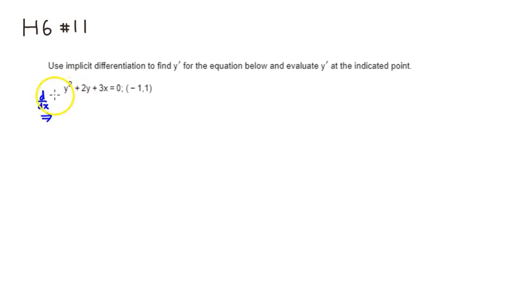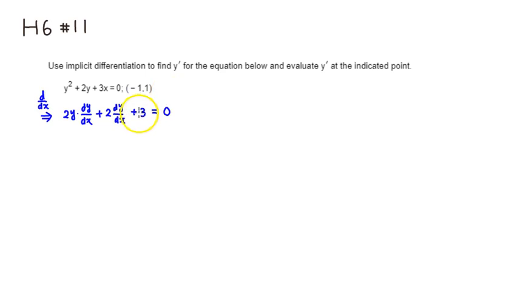The derivative of y squared would be 2y, but since we're taking a derivative with respect to a different letter, we have to multiply by dy over dx. If you want to use y prime, it's the same thing. Plus, the derivative of 2y with respect to x would be 2 dy over dx. The derivative of 3x is just going to be 3, and the derivative of 0 is still 0, since 0 is a constant.